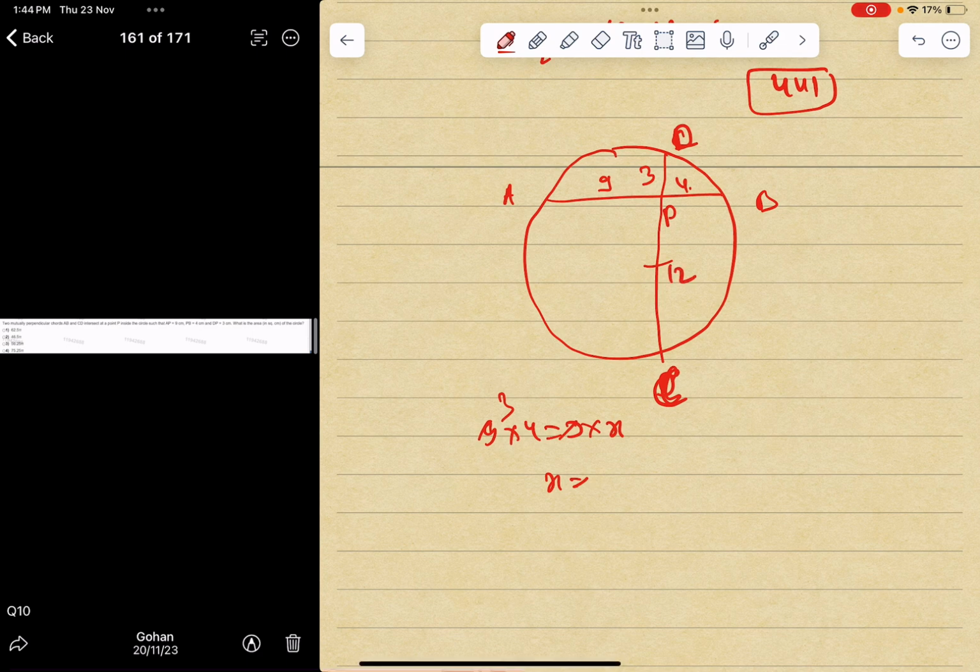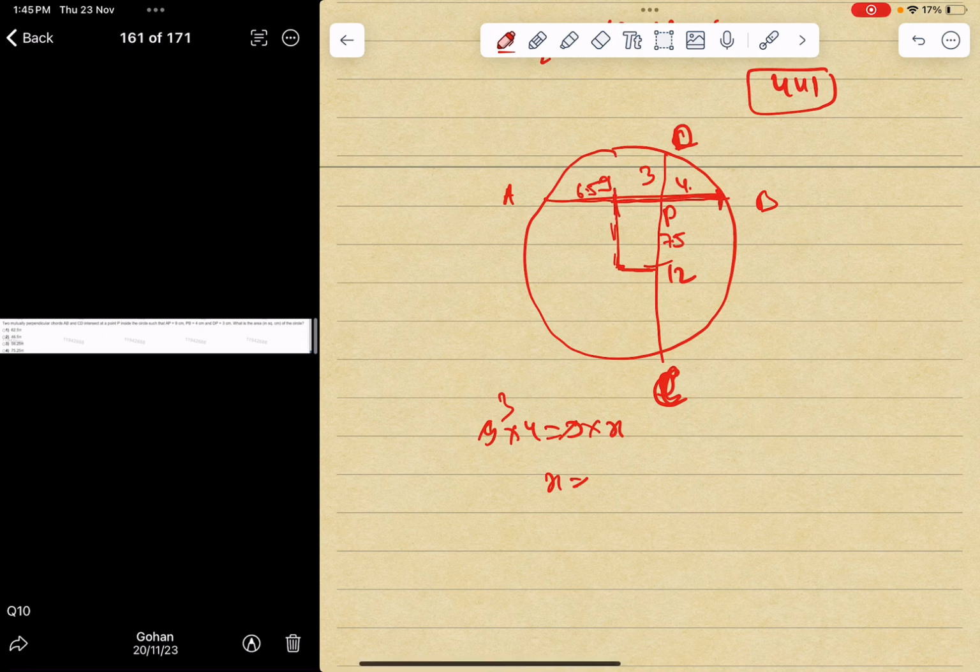Now we have to find out the area. For finding the area, we must know the radius. How can we find the radius? We can draw a perpendicular from the center to this particular point. This complete chord is 15, and the perpendicular acts as a bisector, so this will be 7.5. Here also if we draw a perpendicular, this complete is 13, so this will be 6.5. Let me check. Yes, this is correct.